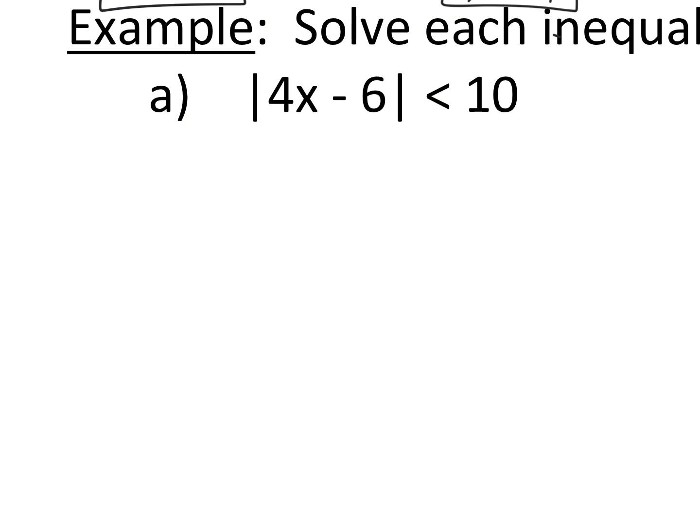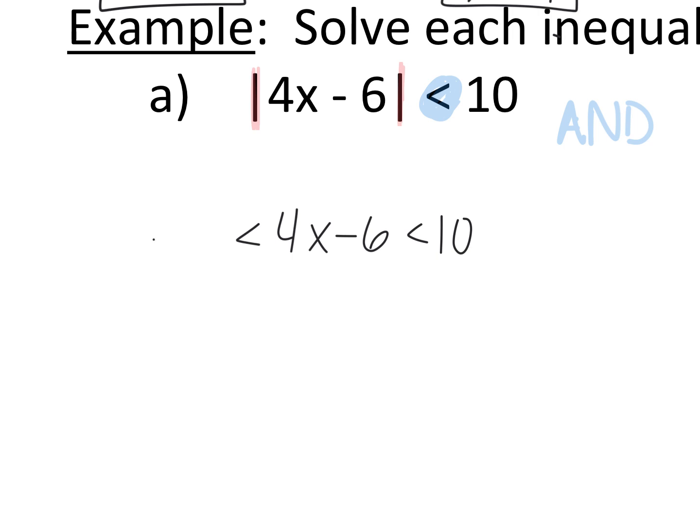Okay, this one, the bars are isolated. You have to make sure the bars are isolated first. And then you can decide, all right, looking at the sign, is it and or or? This is and. Okay, so you're going to write it all together in one condensed inequality. 4x minus 6, less than 10, greater than negative 10.